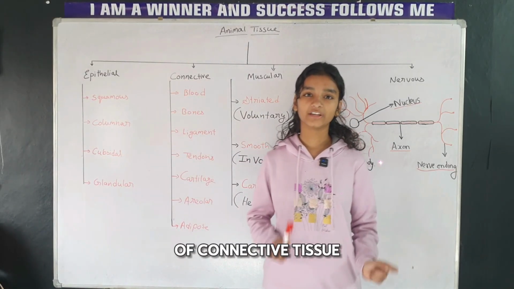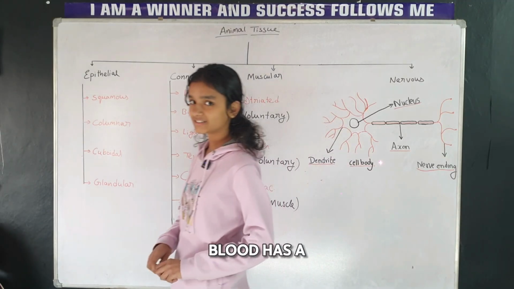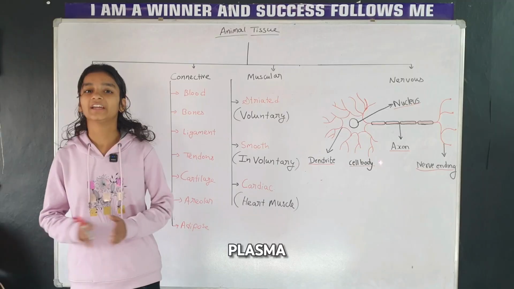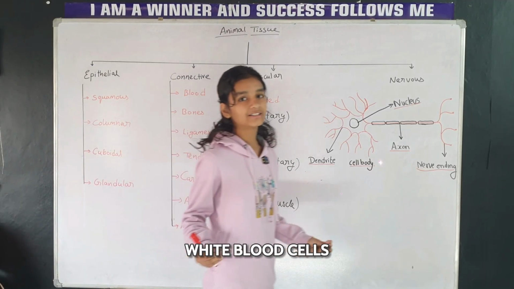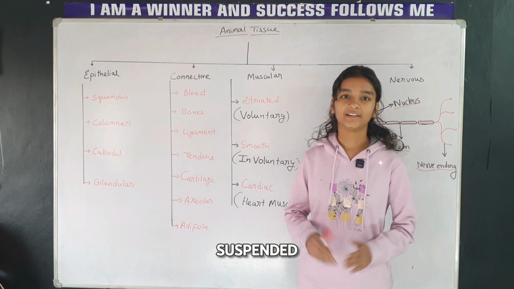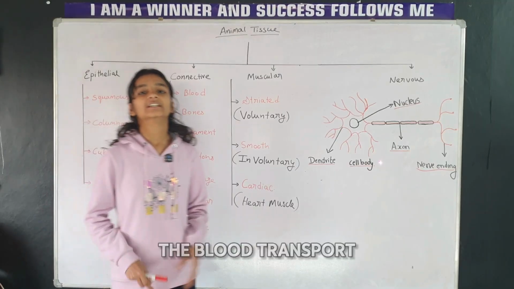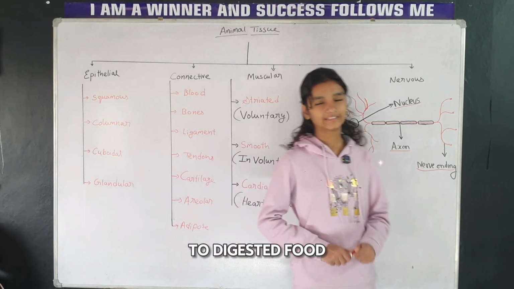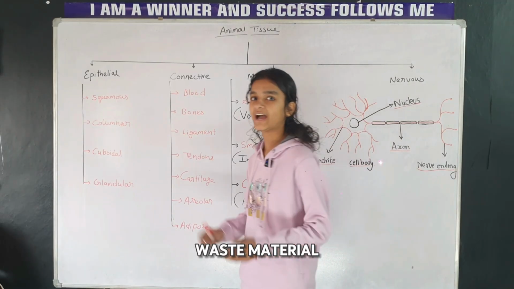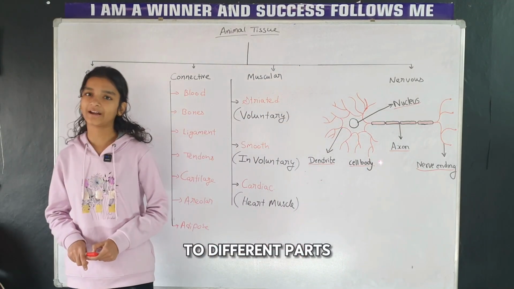The first type of connective tissue is blood. Blood has a fluid matrix called plasma in which red blood cells, white blood cells and platelets are suspended. The plasma contains protein, sugar and hormones. The blood transports digested food, waste material, hormones and gases to different parts of the body.